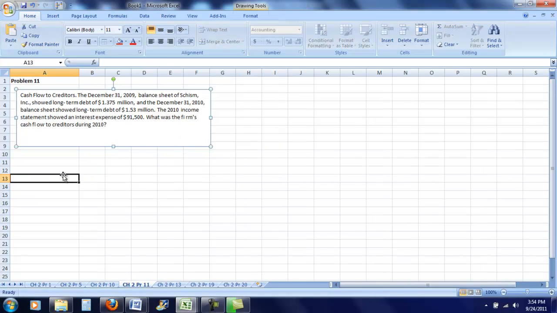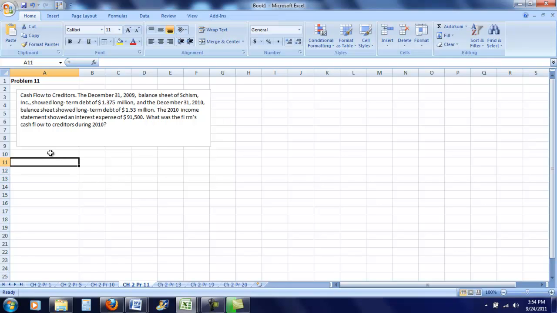All right, number 11, cash flow to creditors. So this was something that we talked about on the last recording, and now we're going to go forward and calculate cash flow to creditors. So December 31st, 2009, balance sheet of Schism Incorporated showed long-term debt of $1.375 million, and in December 31st, 2010, it showed long-term debt of $1.53 million. On the income statement, it showed interest expense of $91,500. What was the firm's cash flow to creditors during 2010?